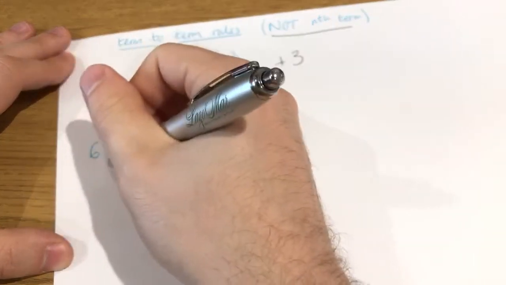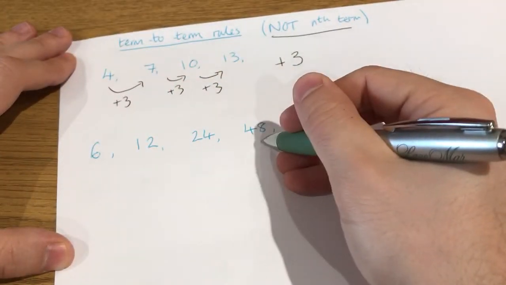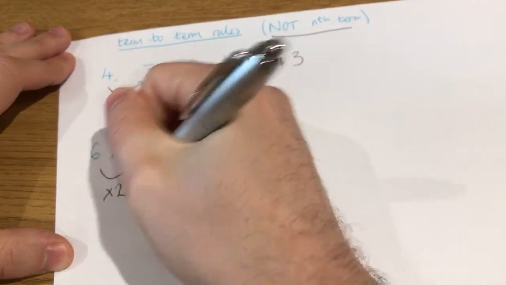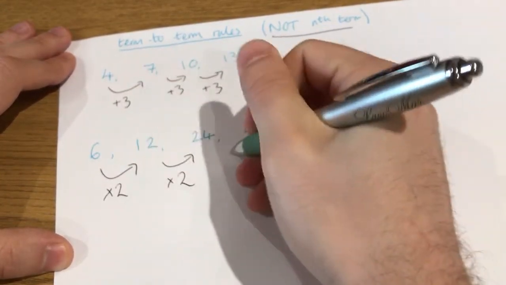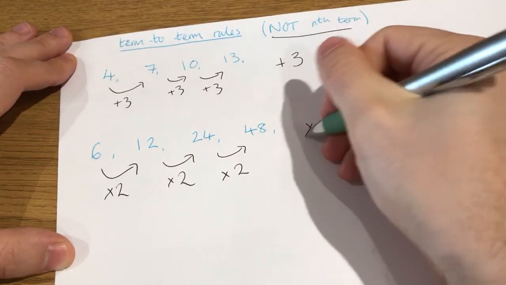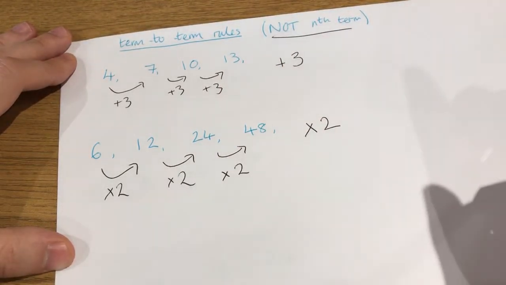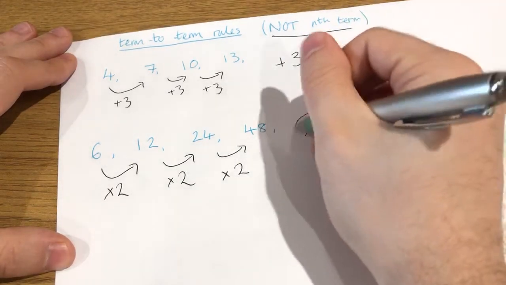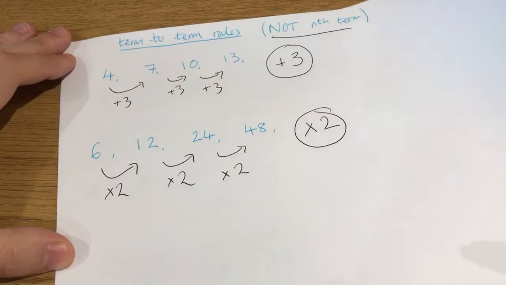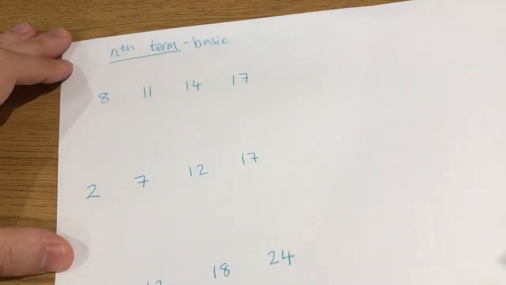Okay, the next one, add 6, add 12, add 24. Okay, so that's going a bit wrong. And look, here we go. That's because this is multiply. I'll talk to you about this in a bit, but the fancy word for this is a geometric sequence. However, the answer is just multiplied by 2. Okay, it's just a term-to-term rule. It's nothing fancier than that.